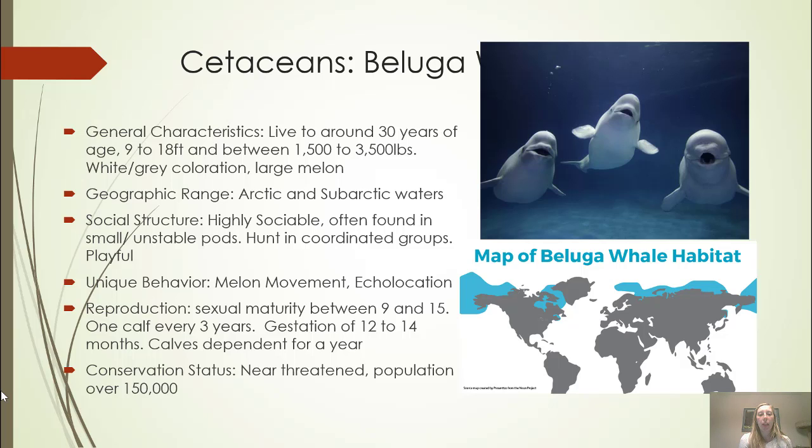So I was talking about unique behavior, that movement of their melon, and then echolocation, which they use like all toothed whales. Reproduction: they reach sexual maturity between the ages of 9 and 15. They have one calf about every 3 years. They have a rather long gestation period, about 12 to 14 months. Calves are dependent on their mothers for, we think, around a year.